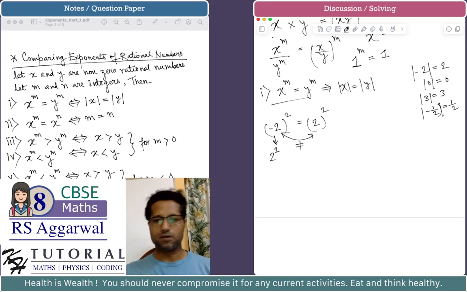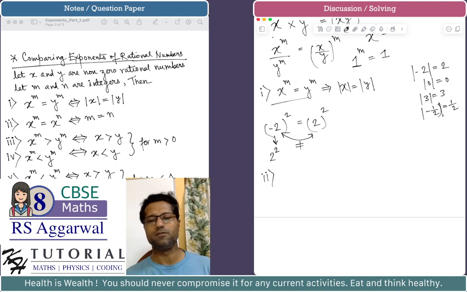And if m is an odd integer, then definitely we can say that x will be equal to y. Just because in the case where m is an even integer, we have to consider that it will be mod x equals mod y. Okay, so this was the first comparison of rational numbers regarding equality, where the power is same. If two numbers in the exponential form are equal, having same power, then the base will not necessarily be equal, the absolute value of the base will be equal.